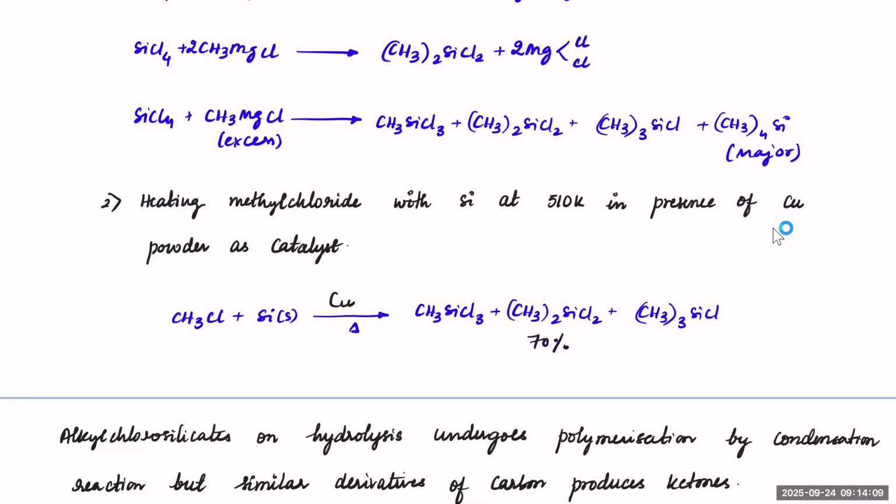Another way of preparing this is to heat methyl chloride with silicon powder at high temperature in the presence of copper. In that case, 70% will be this one, and the rest will be around 30%. Industrially, this is more used to prepare dialkyl silicon chloride.